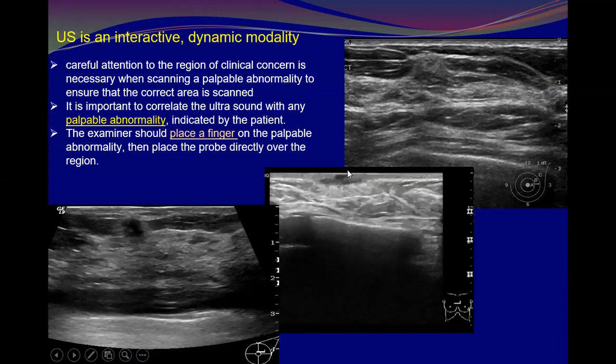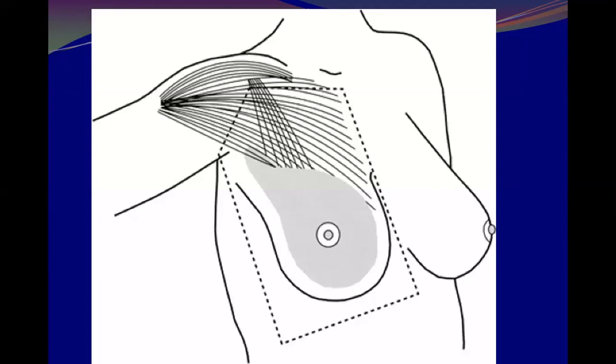This is a palpable abnormality in between the two breasts. If you did not ask the patient to put her finger on the palpable abnormality, you might not see it. You might pass it. Again, this is a small area of palpable abnormality, which was invasive ductal carcinoma. So it is really important to look, to ask the patient about the palpable abnormality, and to palpate it yourself.